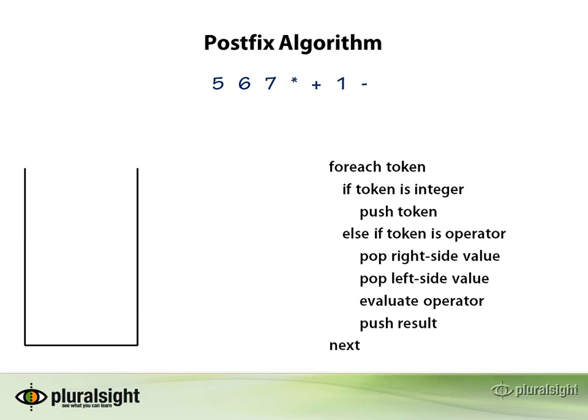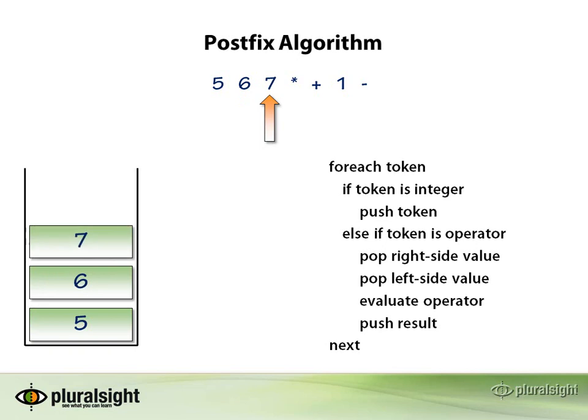The algorithm starts by enumerating over each token. If the token is an integer, the value is pushed to the stack. Well, 5 is an integer, so we'll push it to the stack. Now the next token is evaluated. Because this value is an integer, it's also pushed onto the stack. The next token is a 7, an integer, so it's pushed to the stack.